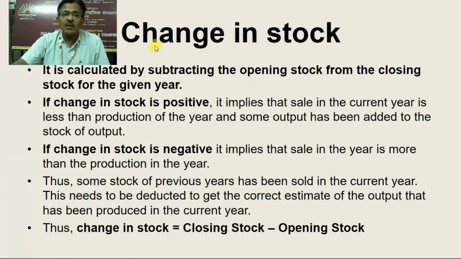So the next concept is change in stock. It is calculated by subtracting the opening stock from the closing stock for the given year. If change in stock is positive, it implies that sale in the current year is less than production of the year and some output has been added to the stock of outputs. If change in stock is negative, it implies that sale in the year is more than the production in the year. Thus, some stock of previous years has been sold in the current year. This needs to be deducted to get the correct estimate of the output that has been produced in the current year. Thus, change in stock is equal to closing stock minus opening stock.